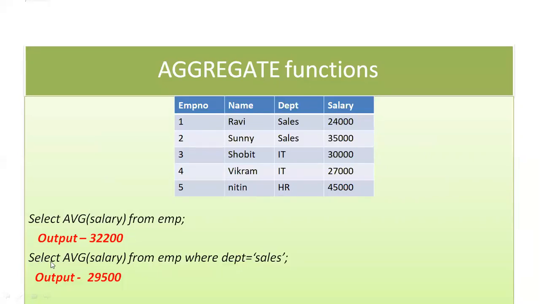And here is another example with the AVG. SELECT AVG salary. This will make an average of the salary column from EMP where department equals sales, department equals IT, department equals HR. So it will make an average of the particular department. So you can apply it with any column to make an average, to make a total. So try all these commands, practice at home.